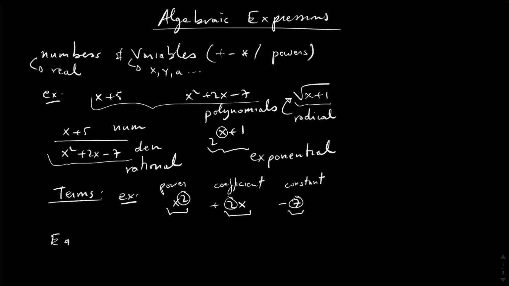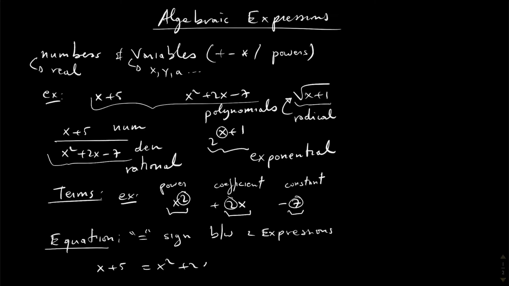And an equation is going to be built by putting an equal sign between two expressions. So again, if you have two expressions next to each other and you put an equal sign between them, that's how you form an equation. So an example of that would be x plus 5 equals x squared plus 2x minus 7. That's an equation.